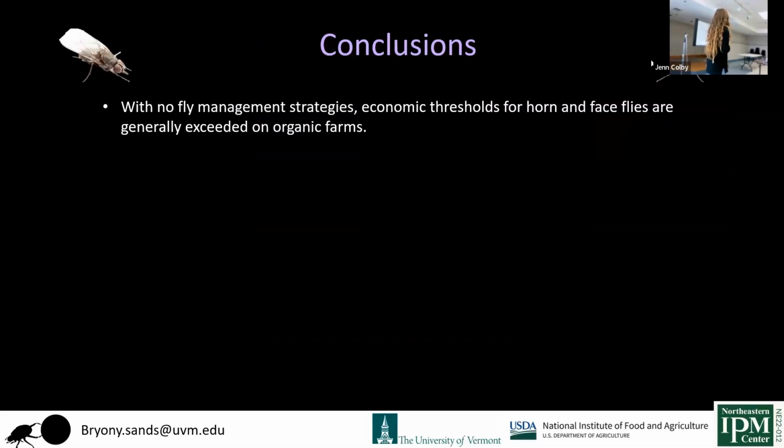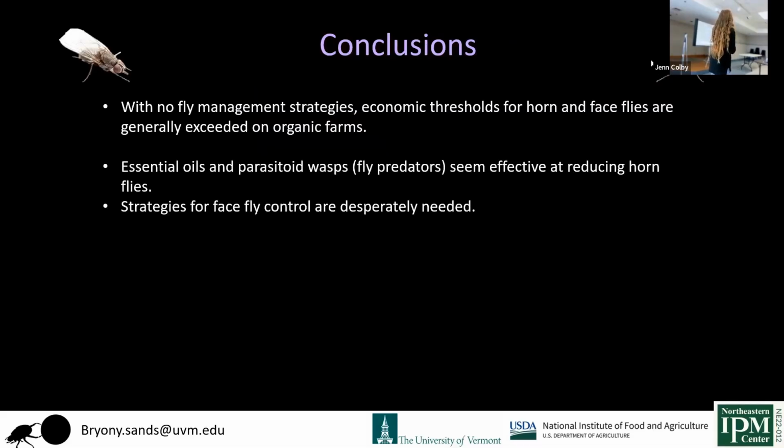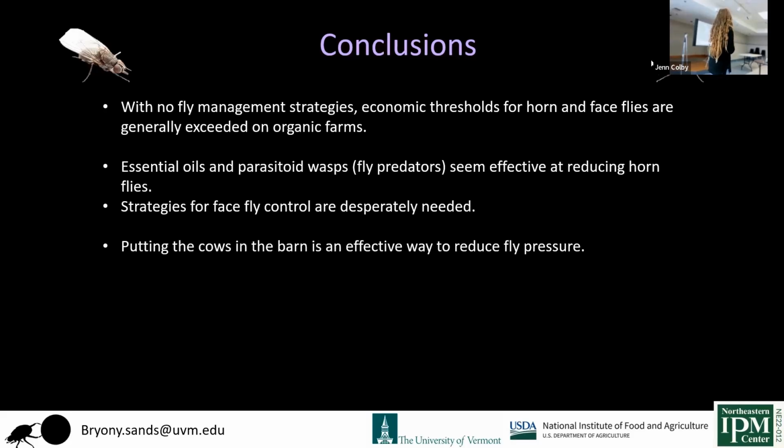Okay, so with no fly management strategies, the economic thresholds for horn flies and stable flies were generally exceeded on organic farms. On conventional farms, face fly populations again were usually pretty high. Essential oils and parasitoid wasps, or those fly predators, were effective at reducing horn flies. Strategies for face fly control are desperately needed.